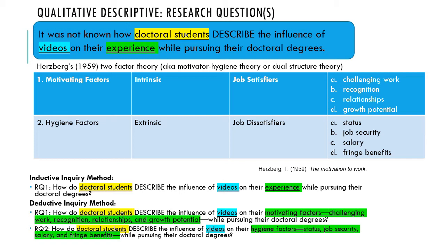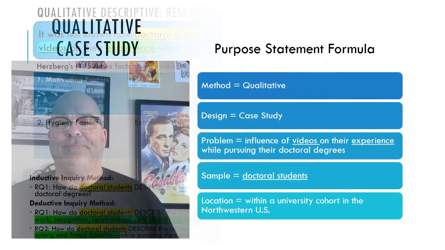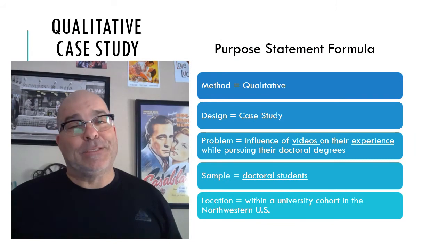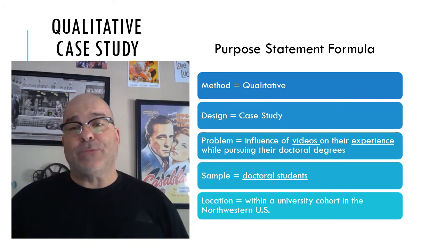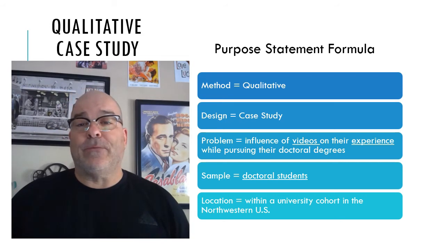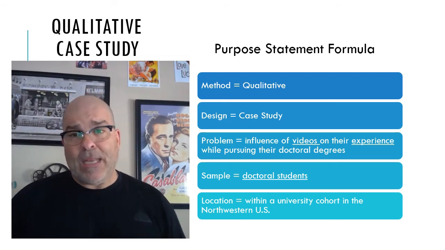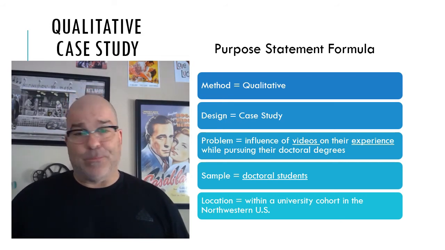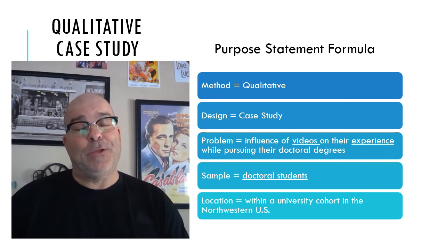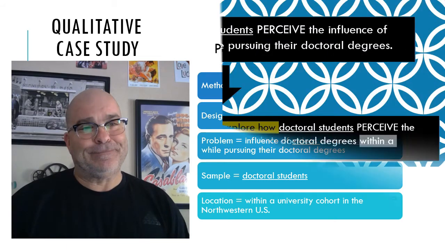So these are two different approaches within the same design. And as you begin working with your chair and with your committee, they'll help you decide, or with the process of how you decide, which of those paths you choose. By now, you're probably noticing a bit of a rhythm. And as we move on to our example of a qualitative case study and its purpose statement, we're simply going to take the method plus the design, plus the problem statement, plus the sample, plus the location again.